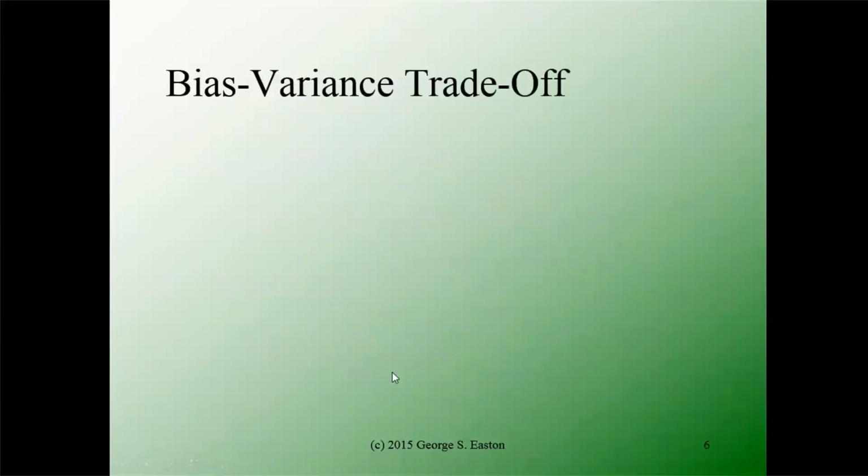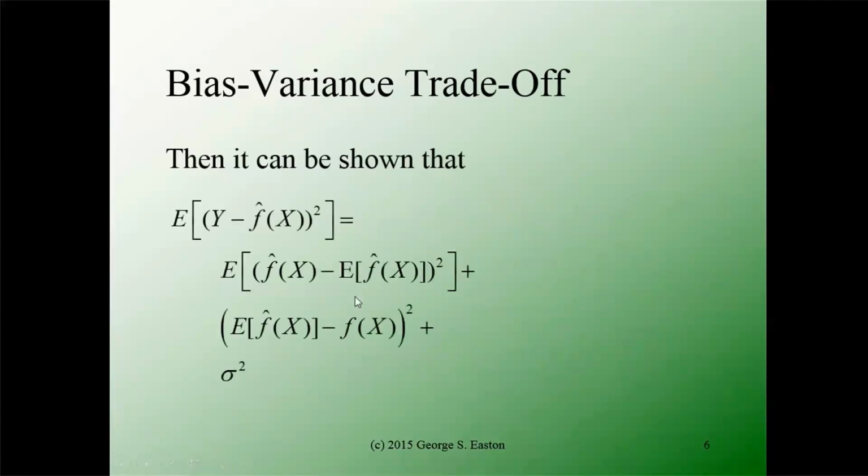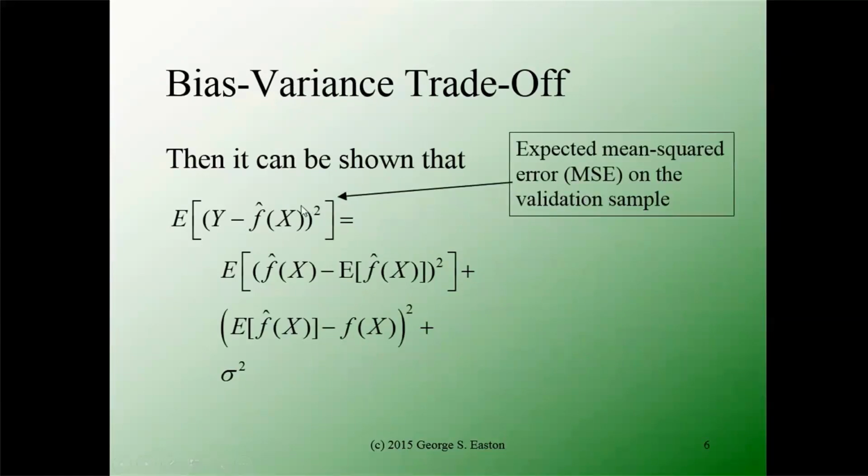So I'm now in a position to give you the formula for the bias-variance trade-off. The formula is as follows, and I'm now going to explain each of the terms. The term on the left-hand side that we're going to decompose into three terms on the right-hand side is the expected mean square error of the prediction on the validation sample. So the mean square error of the prediction is going to be the actual realized value minus the value predicted by f hat of x, and then you square that difference and take its expectation. So this is the expected mean square error on the validation sample.